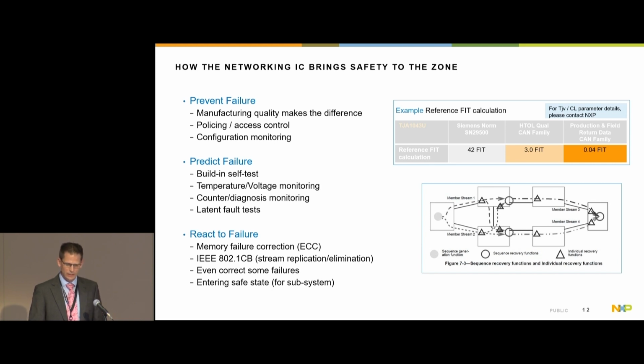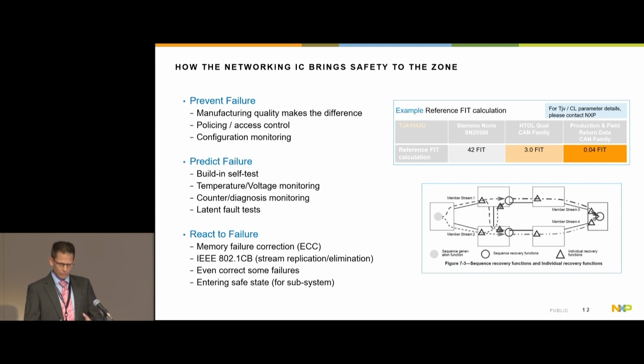And then finally, reaction on failures. Those are things like memory correction, so ECC, but you can also make it on network level, so that if you use CB for a certain redundancy, if then you detect that you cannot handle it, then you should enter a safe state to make sure that you are not sending corrupted data, for example.